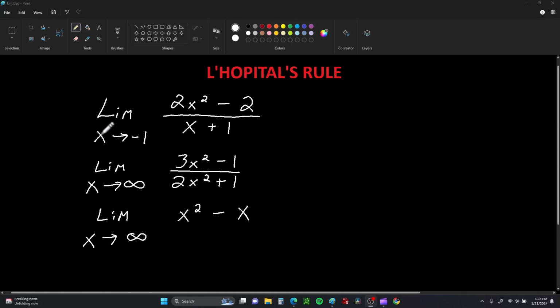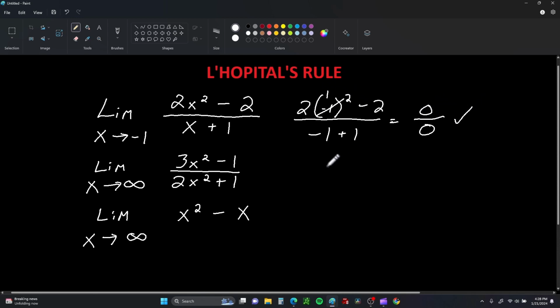Here we're asked to find the limit in 3 different situations, and each one of them will yield what's called an indeterminate form. If I was to substitute -1 in over here, I would get 2 times -1 squared minus 2, and in the denominator I would have -1 plus 1. Well, in doing this, I would have 0 in the denominator. The numerator, -1 squared is 1, then I would get 2 minus 2, and I would get 0. So this is an indeterminate form.